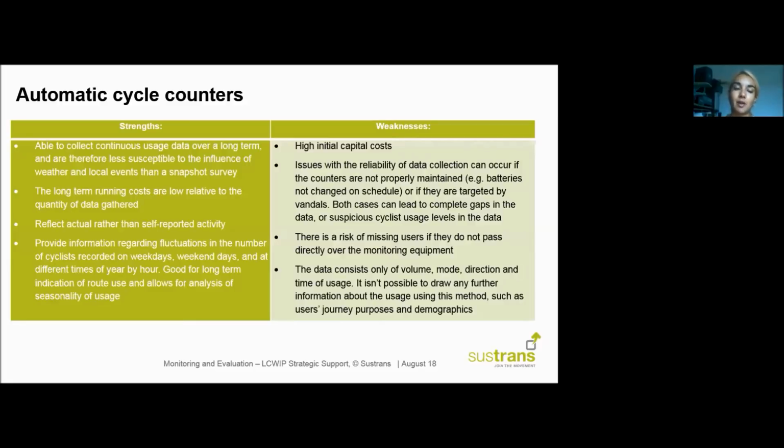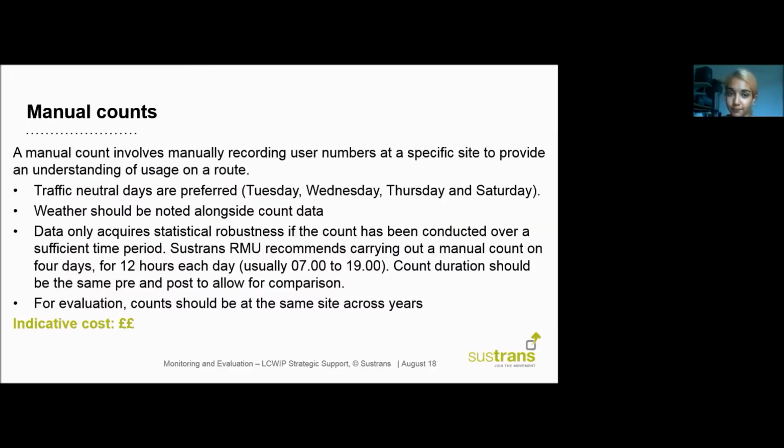Some of the weaknesses are, as I said, they are quite costly to install. There are issues with battery life, and they are potentially targets for vandalism, which can also affect the consistency of the count. And as I said, they are a purely quantitative count-based tool, so you will not obtain any information around the origin or destination of the users or the demographics of users through automatic cycle counters.